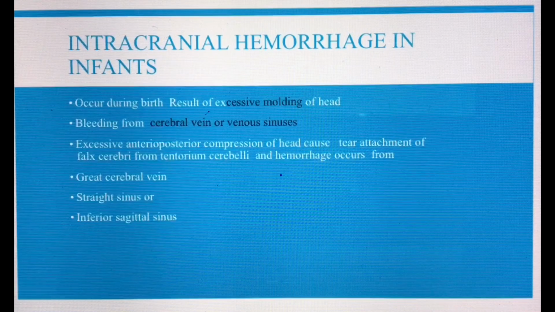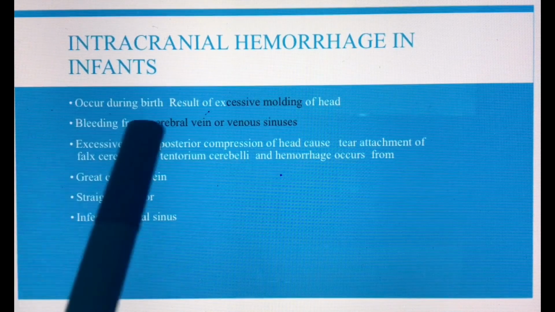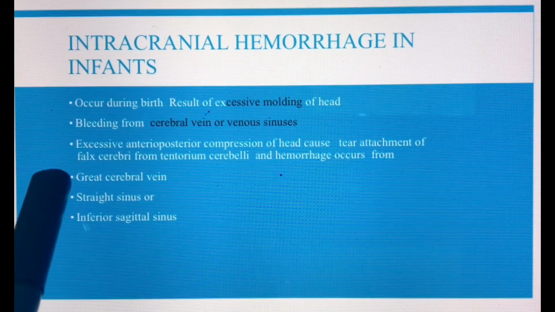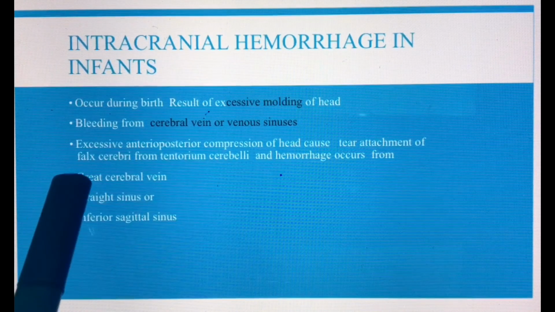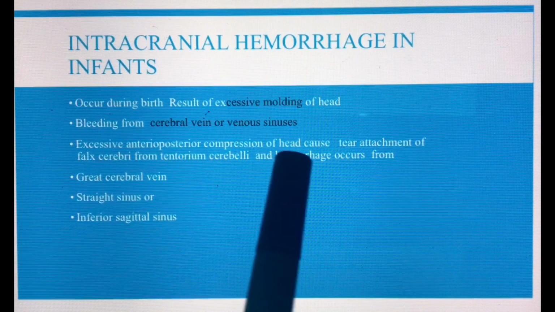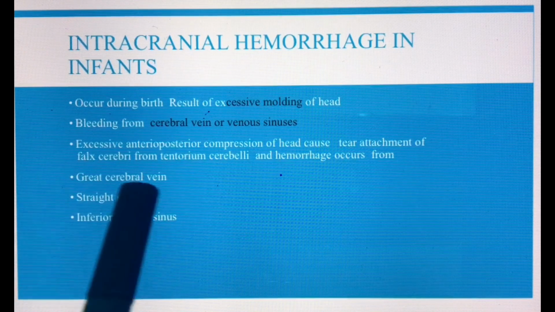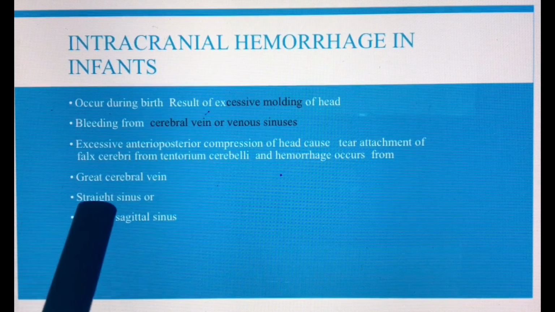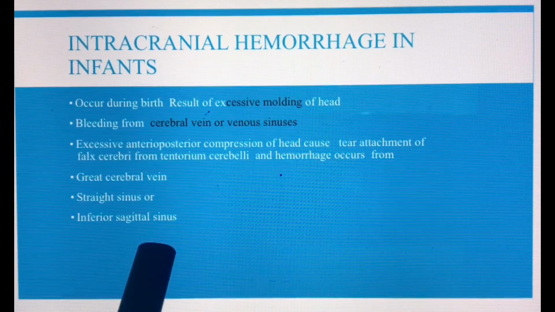If we talk about intracranial hemorrhages in infants, it usually occurs during birth as a result of excessive molding of the head. The bleeding occurs from a cerebral vein or from venous sinuses. When excessive anteroposterior compression of the head occurs, it causes a tear of the attachment of the falx cerebri from the tentorium cerebelli, and hemorrhage from the great cerebral vein or straight sinus or from the inferior sagittal sinus occurs.